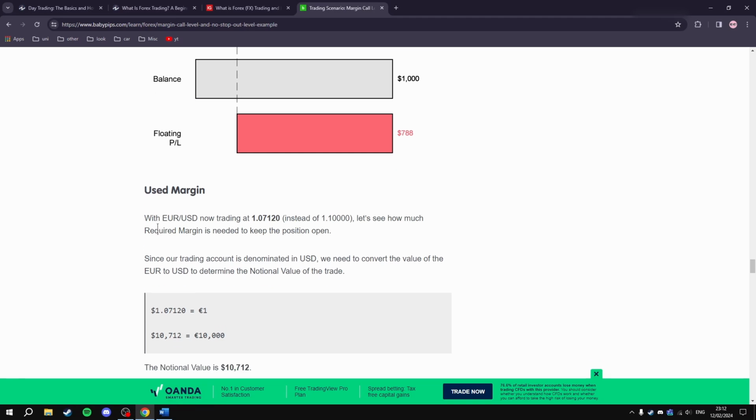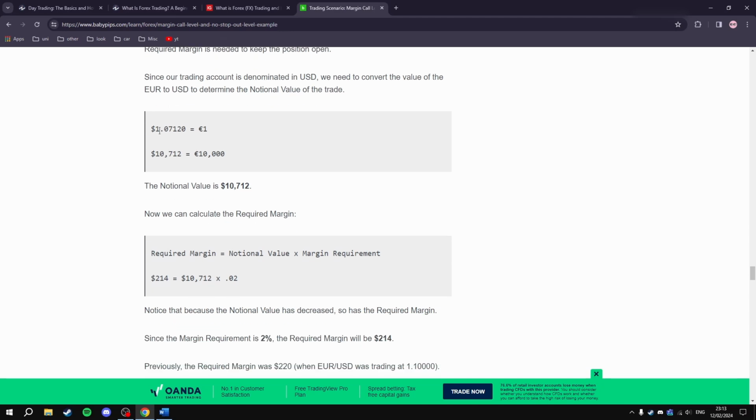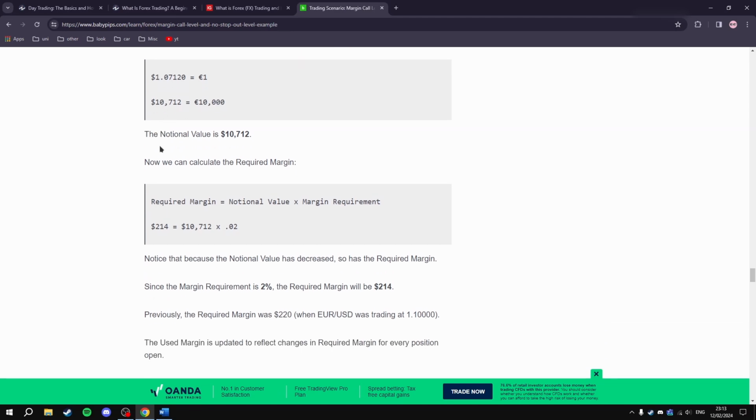Used margin, with EURUSD now trading at 1.07120 instead of 1.1. Let's see how much required margin is needed to keep the position open. Since our trading account is denominated in USD, we need to convert the value of Euro to USD to determine the notional value of the trade. So 1.07120 dollars is equal to €1. Then you times by 10,000. So 10,000 euros is equal to $10,712. The notional value is $10,712.